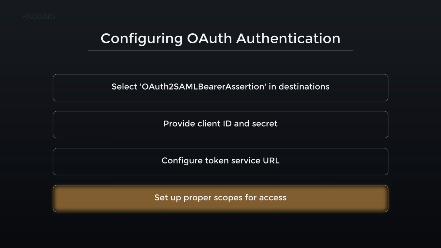Set up proper scopes for access. Think of scopes as specific permissions you grant to an app, like read only or update. For example, a reporting app might only get a view sales data scope, not a modify orders scope. This precise control is essential for secure and compliant application integration in SAP BTP.